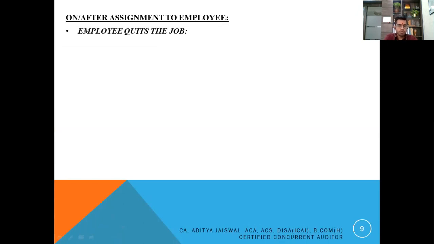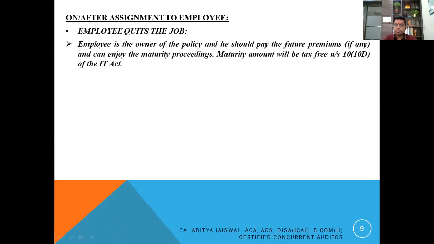Here, let us look at the scenarios after assignment to the employee. What if the employee quits the job after assignment? Employee is the owner of the policy. We all know after assignment, the employee becomes the owner of the policy, and he should pay the future premium, if any, and can enjoy the maturity proceeds. Maturity amount will be tax-free under Section 10(10D) of the Act.